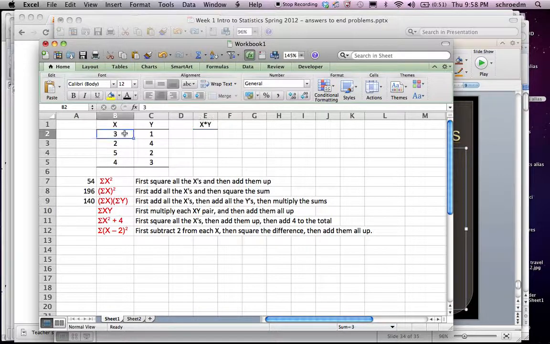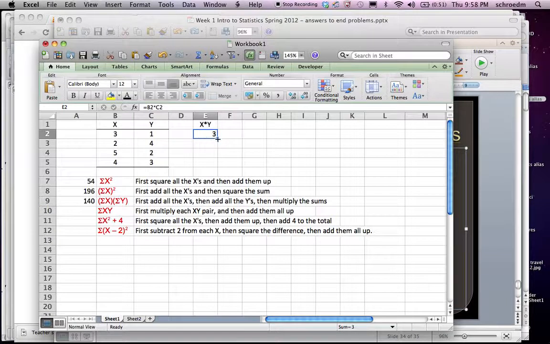So this first xy pair right here is going to be equal to 3 times 1. When you look at these cells, it says B2 times C2. I'm just telling it which cell to look in. So this is cell B2, this is cell C2. My xy pair is going to, in this case, be 3 times 1. It's going to equal 3.